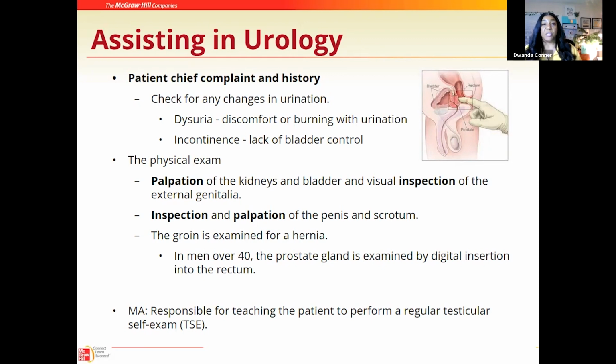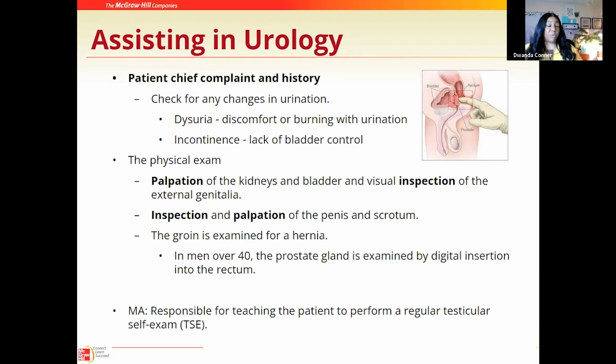Now, once the provider reaches the patient, they're going to go through the physical exam, and they're going to use palpation and inspection in a way to be able to evaluate the patient. The provider may go through and palpate the kidneys and the bladder and do an overall visual examination of the external genitalia and the health of it. The groin is examined for a hernia. And for our men over the age of 40, the prostate gland is examined. And that's done by a digital insertion that's inserted into the rectum.